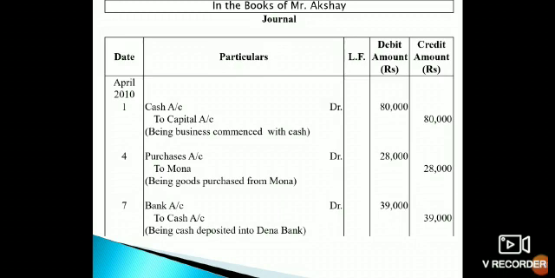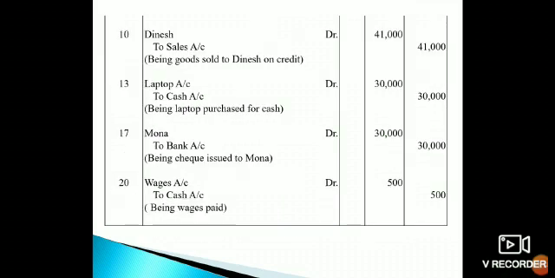Bank account debit to cash account 39,000 being cash deposited into Deena Bank. Dinesh account debit to sales account 41,000 being goods sold to Dinesh on credit. Laptop account debit to cash account 30,000 being laptop purchased for cash. Mona account debit to bank account 30,000 being check issued to Mona. Wages account debit to cash account 500 being wages paid.